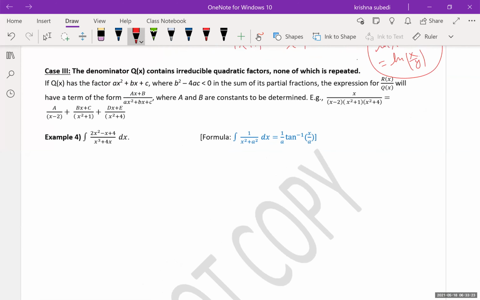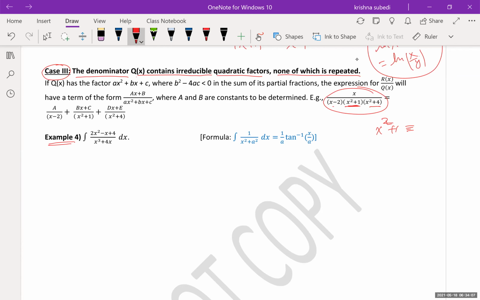So let's try another type, case 3. When the denominator Q(x) contains irreducible quadratic factors, none of which is repeated. Look at this example 4. What we do in that case is, as you can see here, there is x minus 2, but there is one quadratic non-reducible, x squared plus 1. You can do nothing, you cannot reduce it further. x squared plus 4, you cannot reduce it further. So in that case, what do we do?